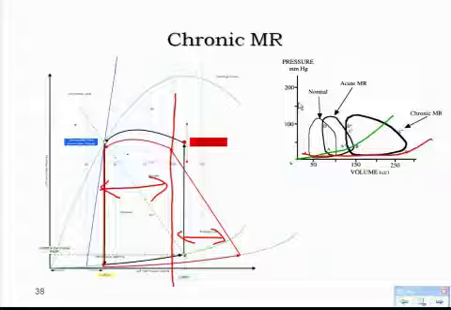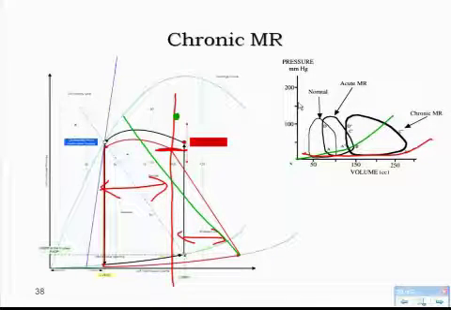Let's say I go from this afterload, then I bump it up to here. What's going to happen? The answer is it's going to eject more and more out until it gets to this point before the valve opens. So people with chronic MR, if you drive their systolic pressure up and you increase their afterload, you'll put them in more profound failure.